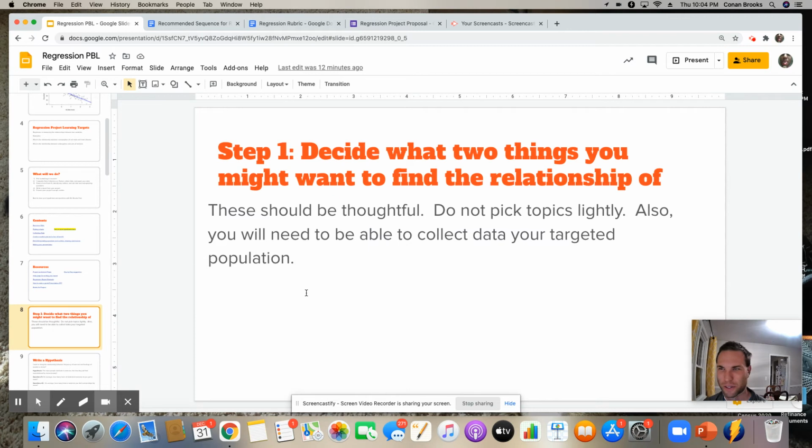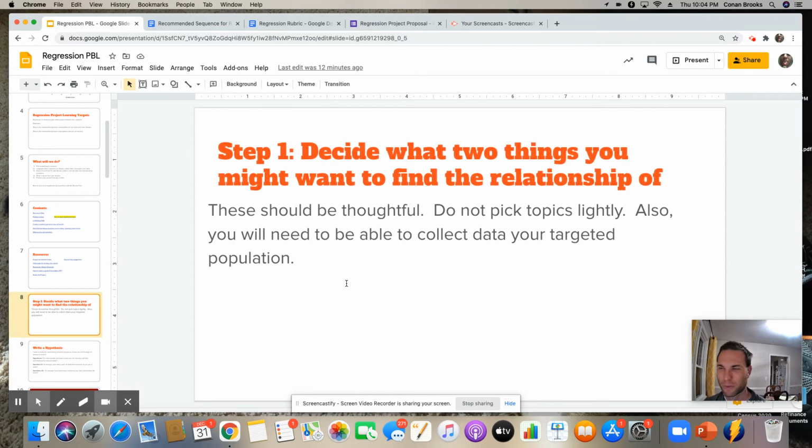All right. So step one, you got to decide what 2 things you want to measure. Think about it, and you're going to have to talk about it with me, like, hey, is this a good idea or not? Perhaps, but don't just think of the first 2 things that come to mind. You need to think like, will it work? Because ultimately you have to get data that you can graph.